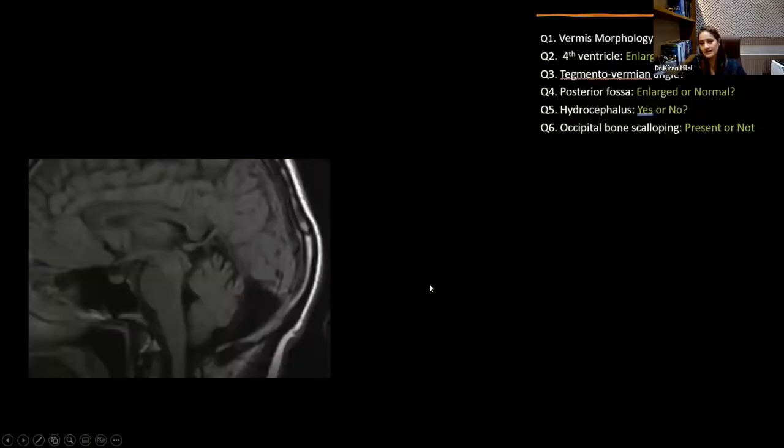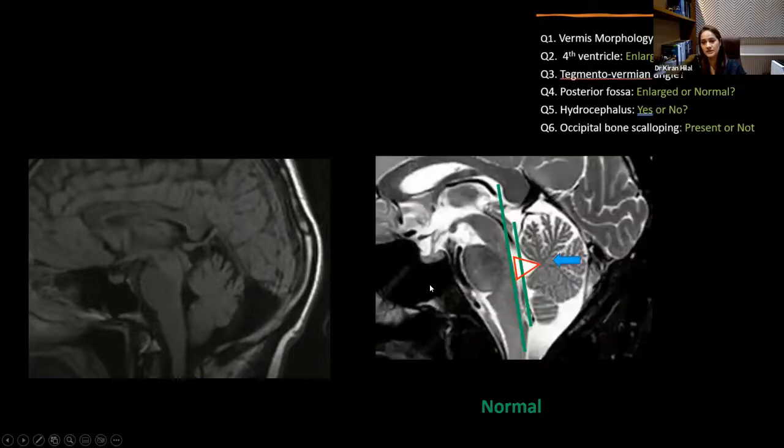So let's explore this case again with our 6-question-based approach. Do you think the vermis is normal if you compare it with the normal vermis? It absolutely looks normal. Do you think the fourth ventricle is abnormal? Absolutely normal. Tegmentovermian angle, again 0, which means it is absolutely normal. Posterior fossa, enlarged or normal? It looks normal, except for the cystic space, which is not there in the normal.